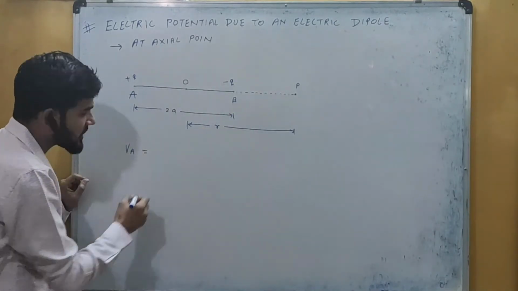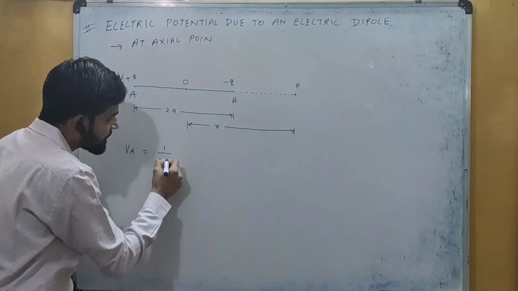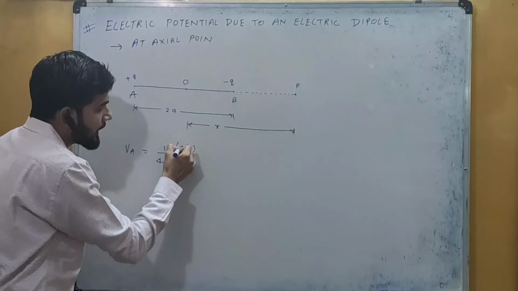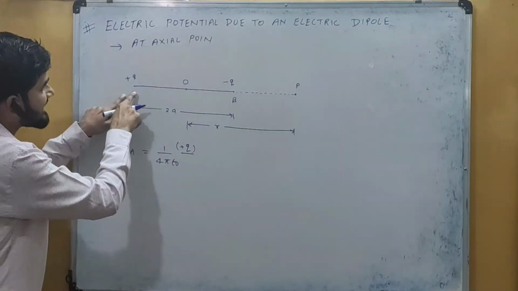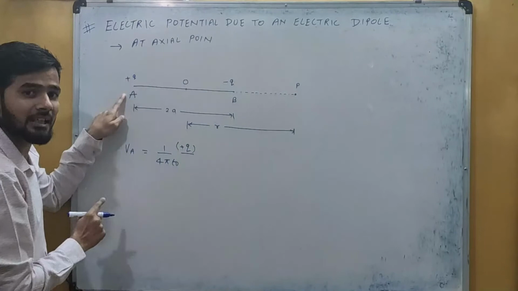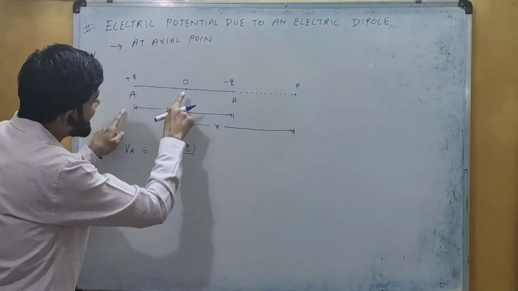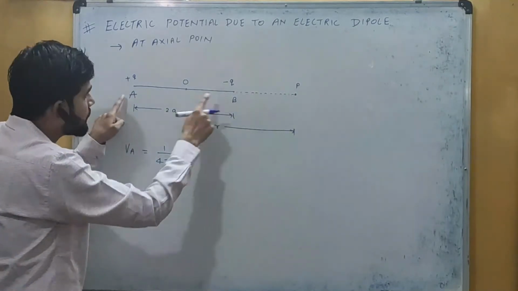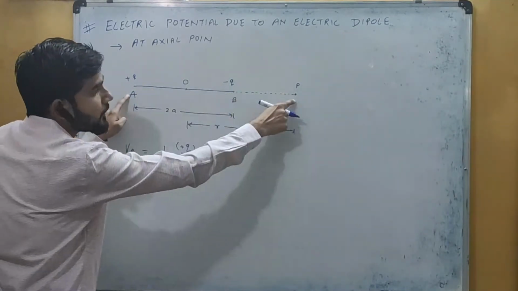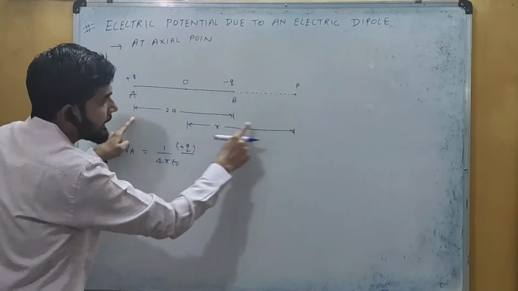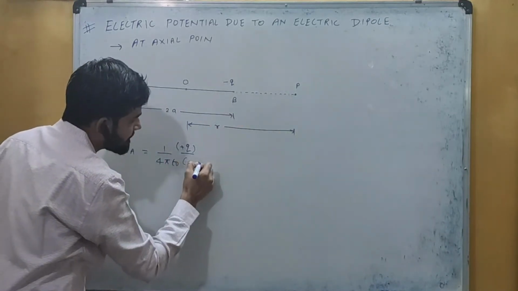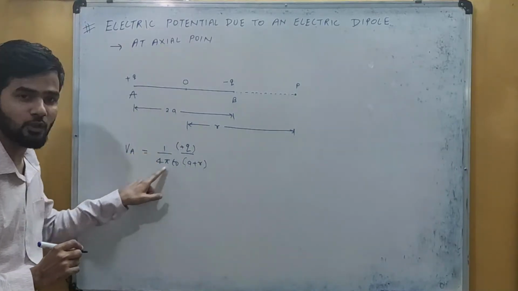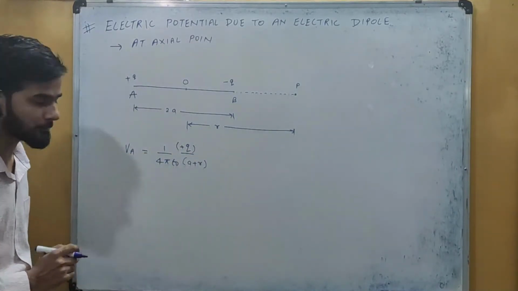What is the formula for potential? 1 by 4 pi epsilon naught q, here we have charge, plus q by distance. Distance कहाँ से कहाँ तक, point A से लेकर point P तक की distance. So what will be the distance? Can I write it to be a plus r? Because here 2a, it can be divided into a plus a. So the total distance from A to P, that will be a plus r. So potential at A is equals to 1 by 4 pi epsilon naught q by a plus r.